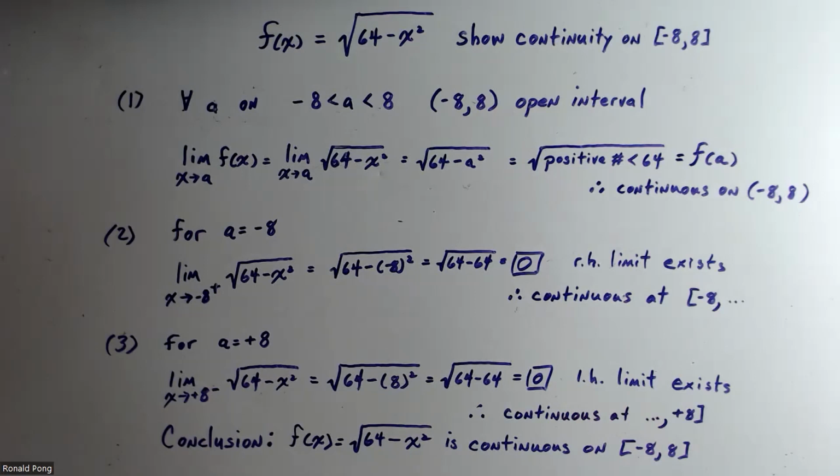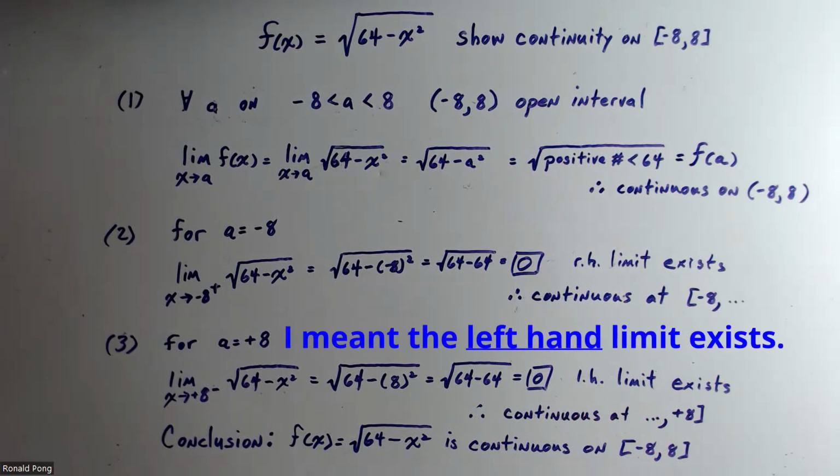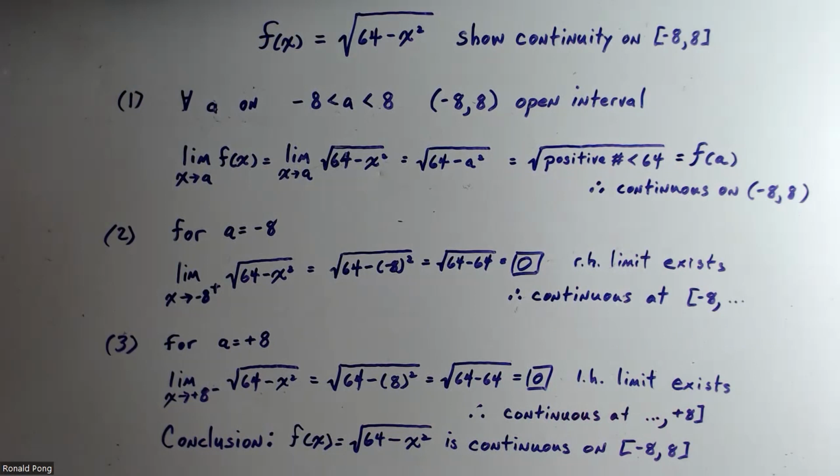We do something very similar for the limit approaching from the left for the right-hand endpoint, again arriving at a real number 0 for the limit and concluding that the left-hand limit also exists. Putting all of these together, we can conclude that the function f of x, which equals the square root of 64 minus x squared, is indeed continuous on the closed interval -8, 8.